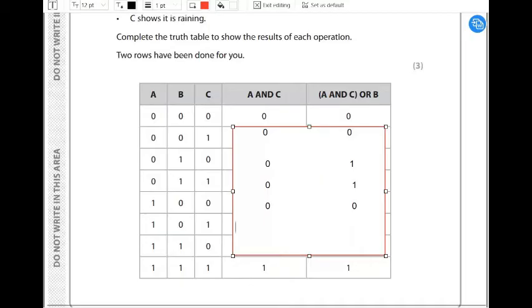1, 0, 1. So A and C, if they're both a 1, it's a 1. For this one, A and C or B, it's a 1. We've got 1, 1, 0. A and C, that's going to be a 0. A and C or B is going to be a 1. So that will get you 3 marks just for knowing where the 0s and where the 1s go.